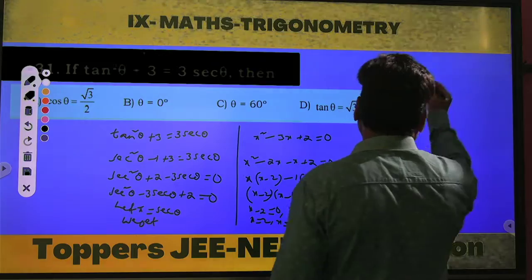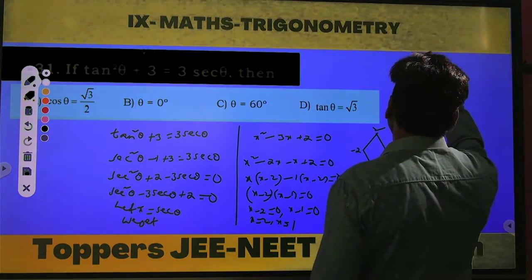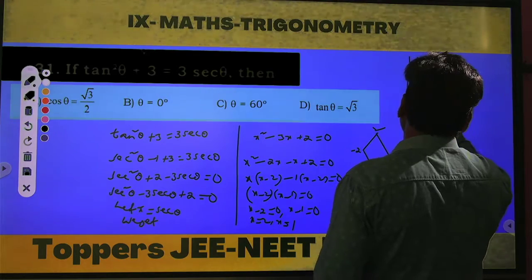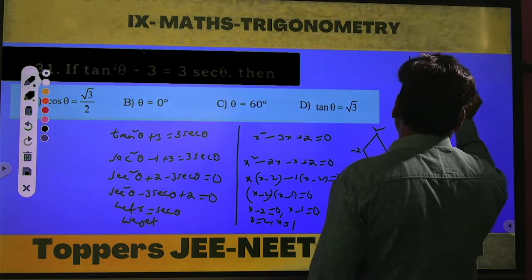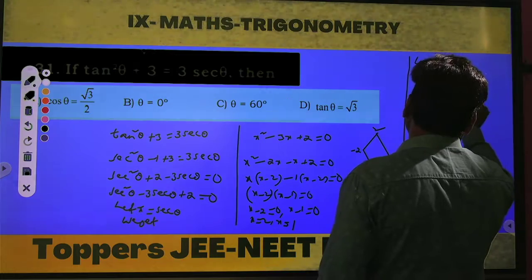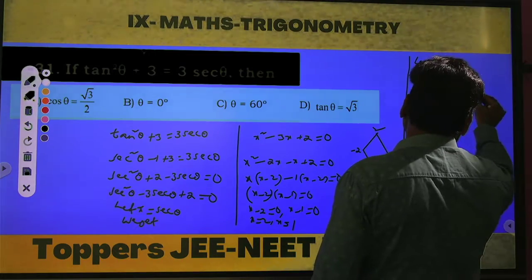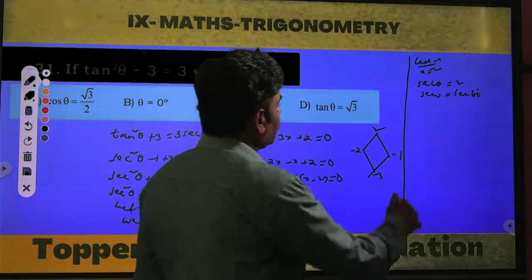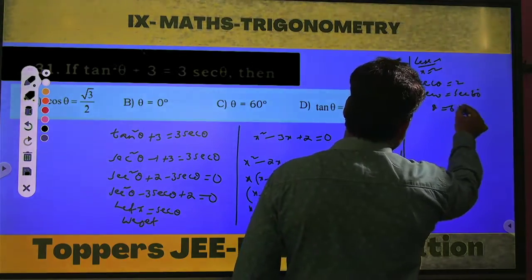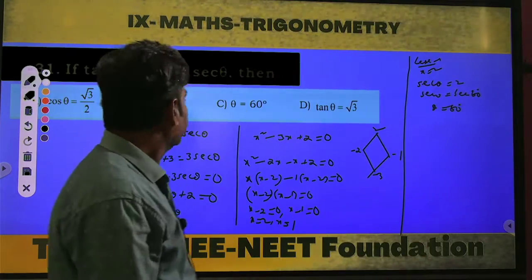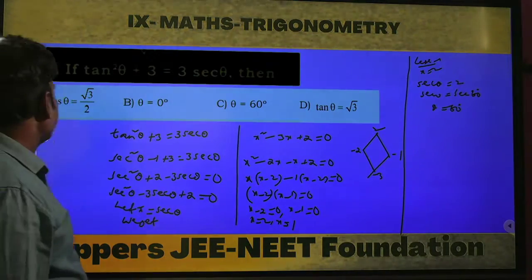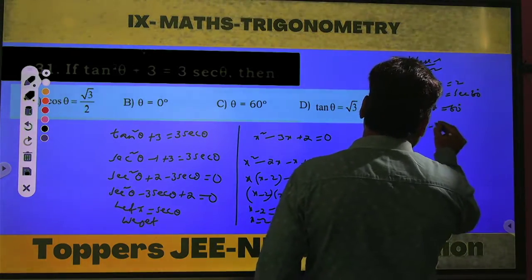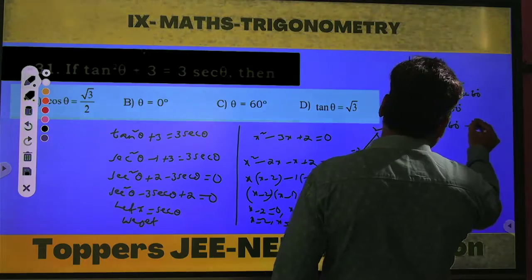Okay students, case 1, x is equal to 2, means secant theta is equal to 2. Then secant theta equal to 2 means we will get secant 60 degrees. Then theta is equal to 60 degrees. Then option cos theta is equal to 1 by 2, and cos 60 degrees is equal to 1 by 2.